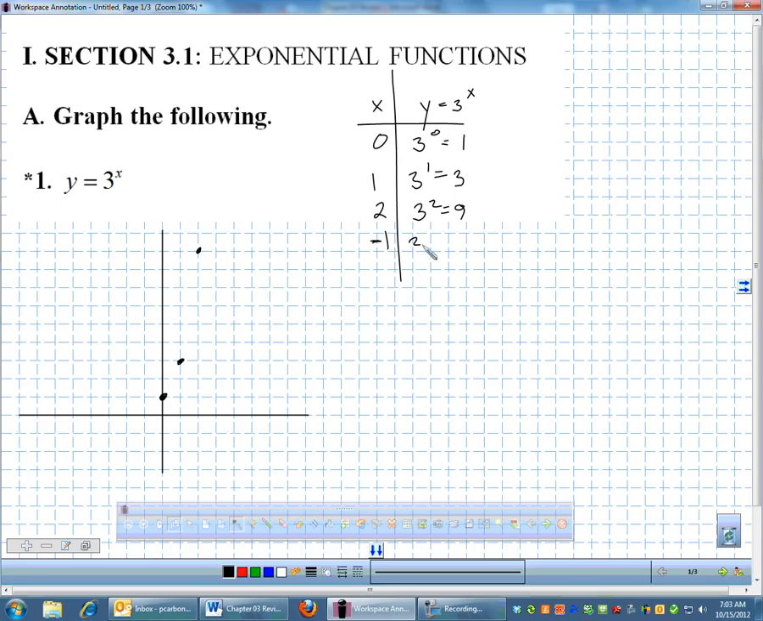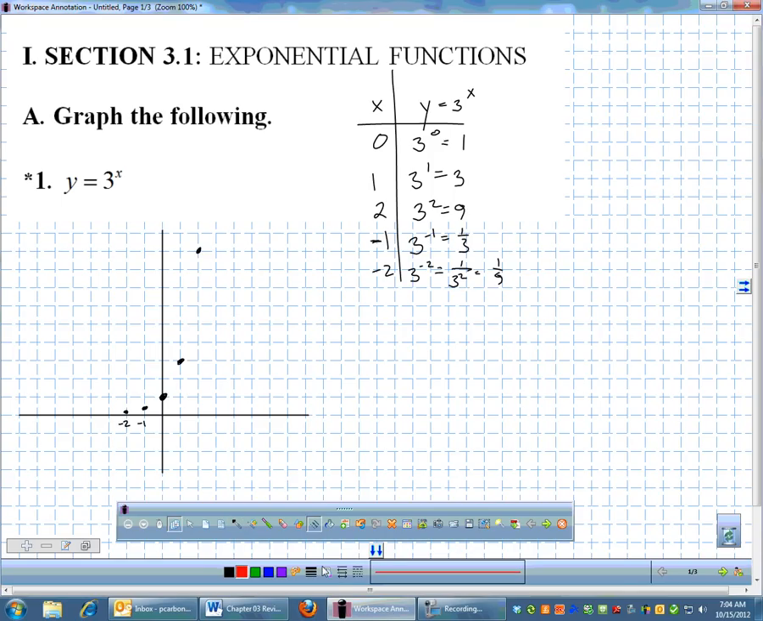Let's plug in negative 1. 3 to the negative first, it's 1/3. So if I plug in negative 1 for x, I got 1/3, which is just going to be about right there. And if I plug in negative 2, 3 to the negative 2 is 1/3 squared, which is 1/9. So when I plug in negative 2, I go up to 1/9, which is just really, really close to the x-axis. And those points are good enough.